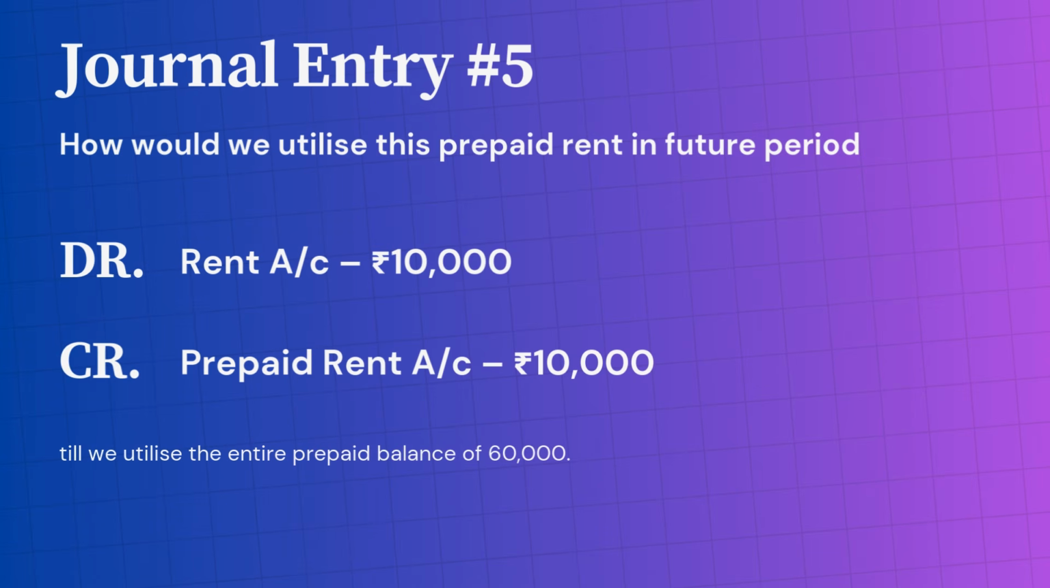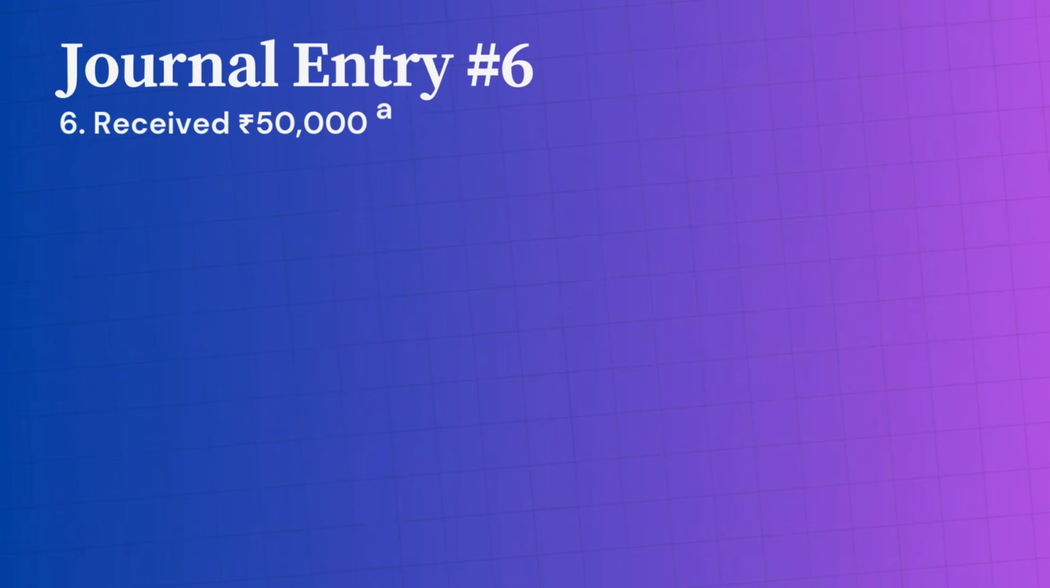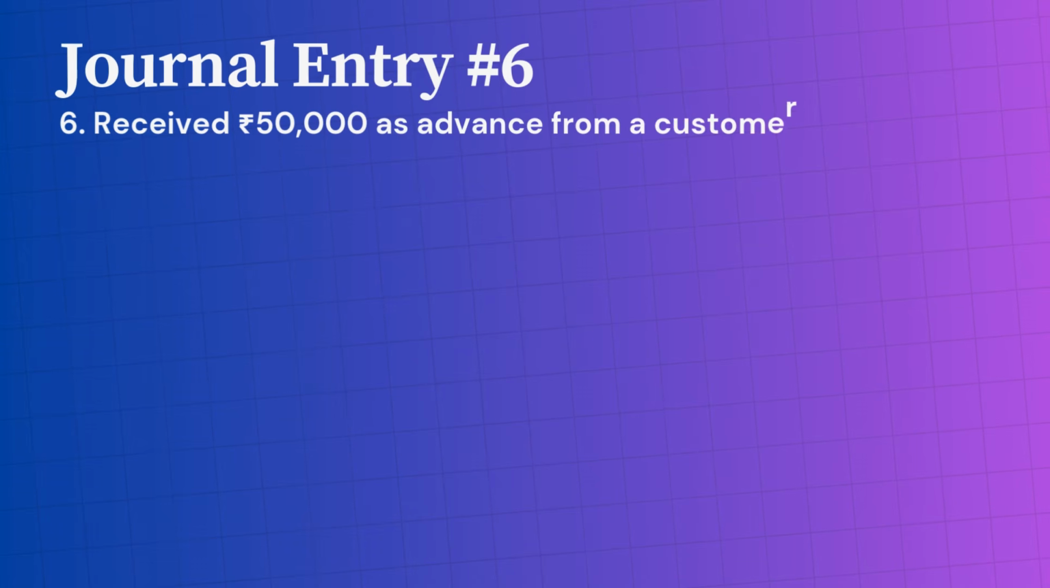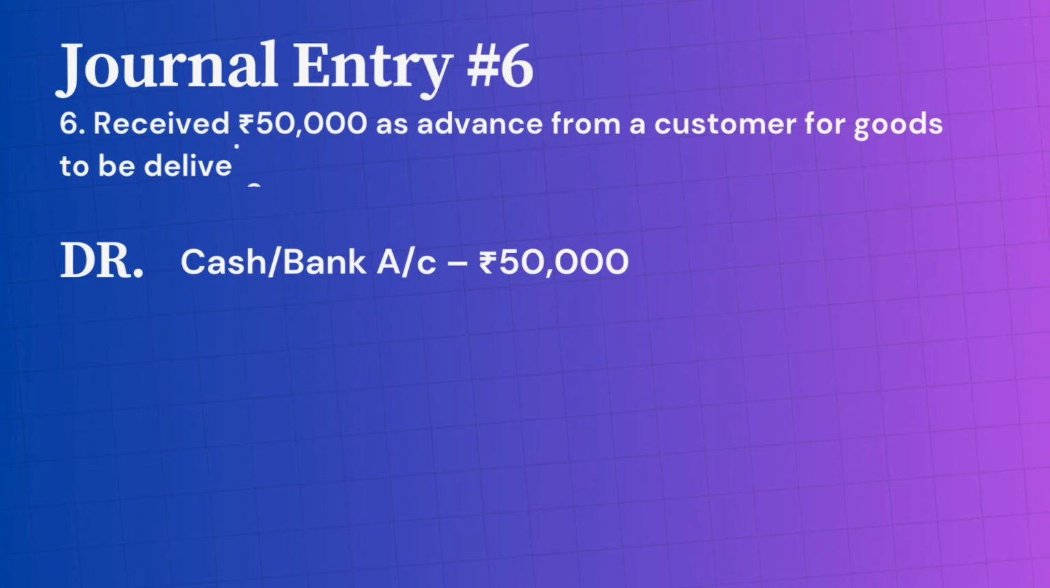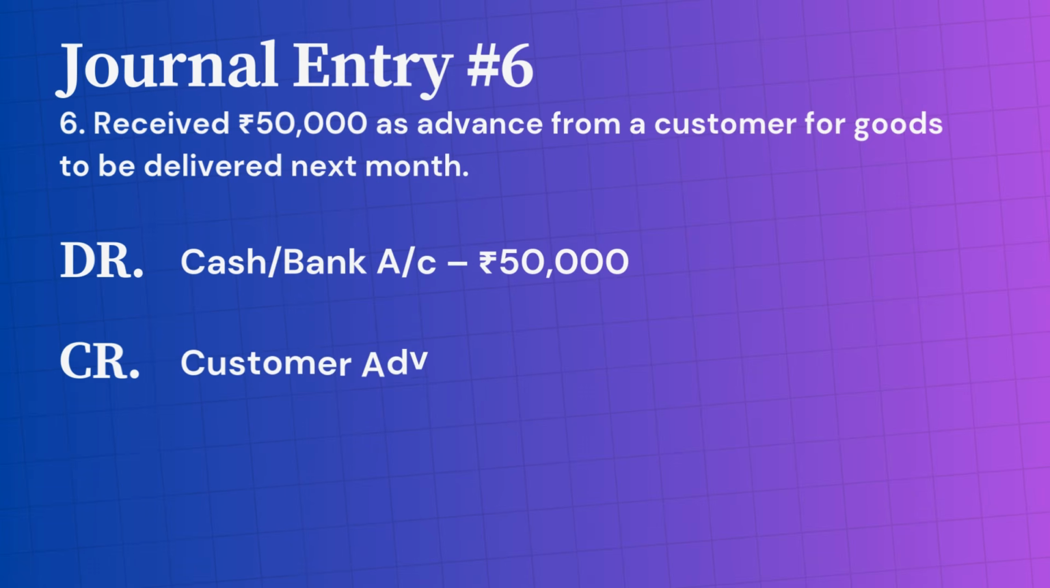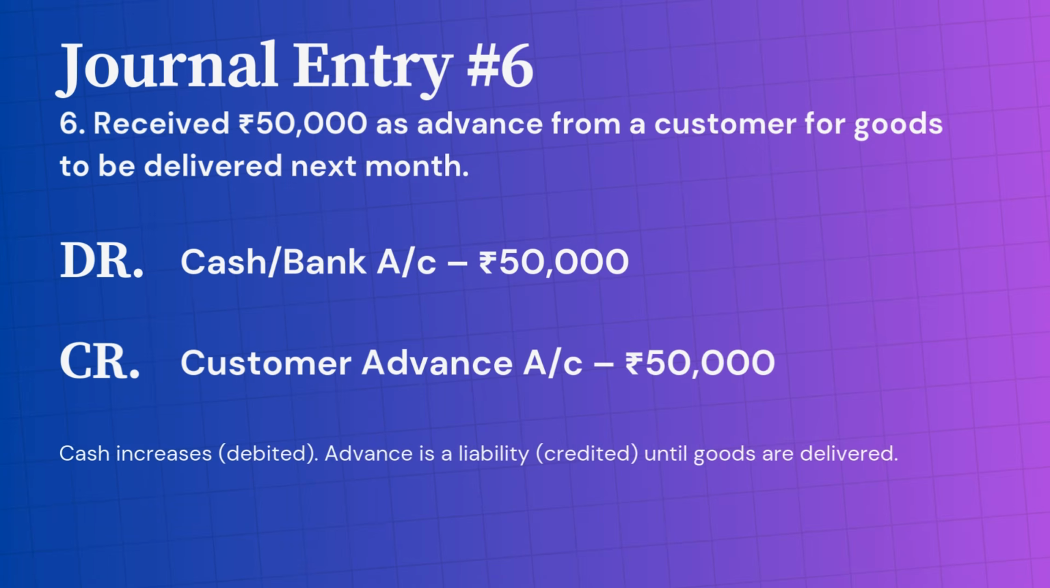Okay, great. Let's move on to journal entry 6. Received 50,000 rupees as advance from a customer for goods to be delivered next month. Now we will debit cash bank account 50,000 rupees, and credit customer advance account 50,000 rupees. Why? Cash or bank account is debited because the company's cash or bank balance increases when it receives the advance. Customer advance is a liability. The company now has an obligation to provide goods or services to the customer in the future. Liabilities increase with a credit.